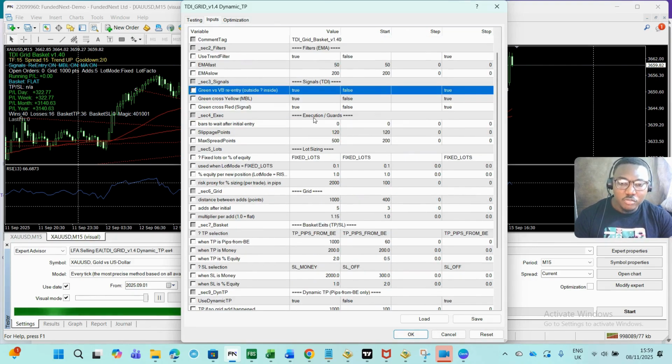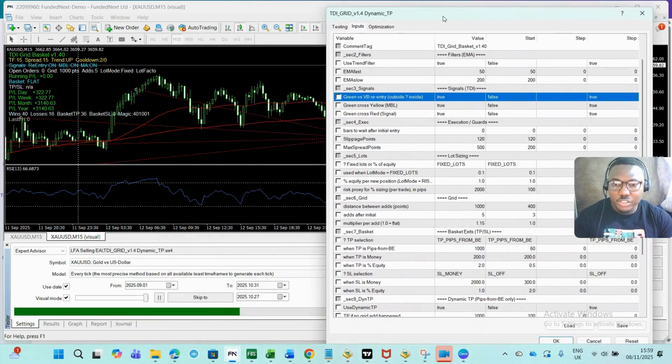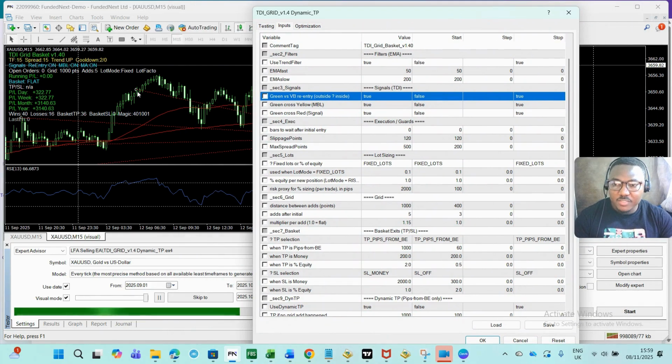All right, so also we have the execution guide, which is just for you to manage the number of trades you get. Okay, for instance, what I showed you earlier, if it takes a trade here and you set this to be 10, it will not take any other trade until after 10 candles. 1, 2, 3, 4, 5, 6, 7, 8, 9, 10, until after this candle, that is when it starts taking another trade.